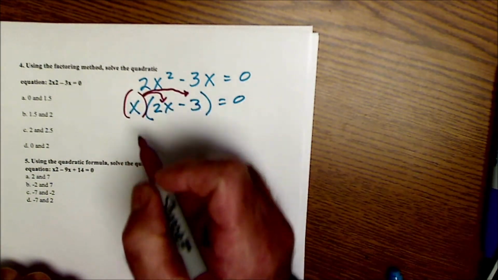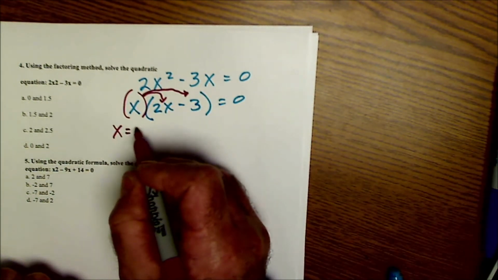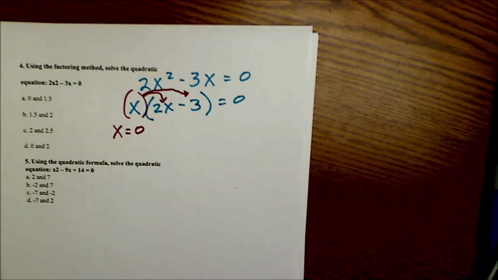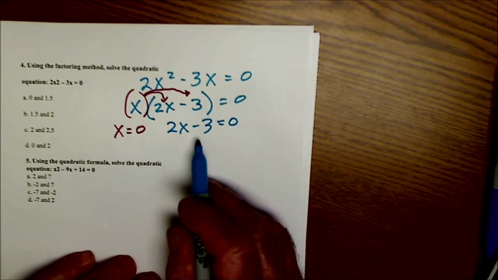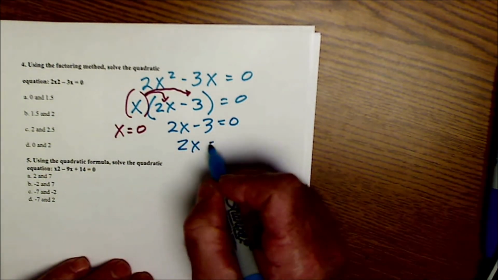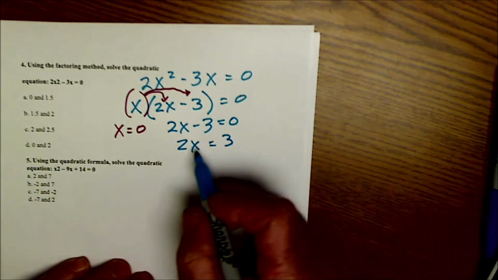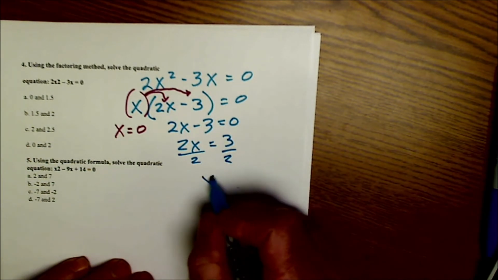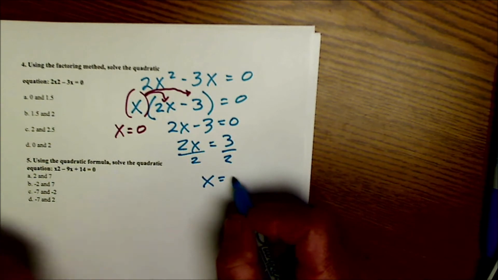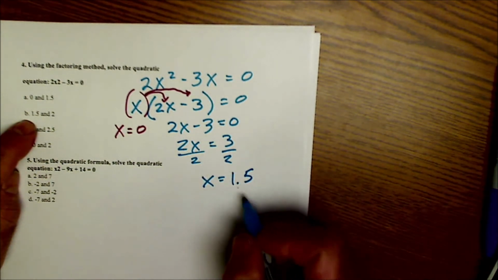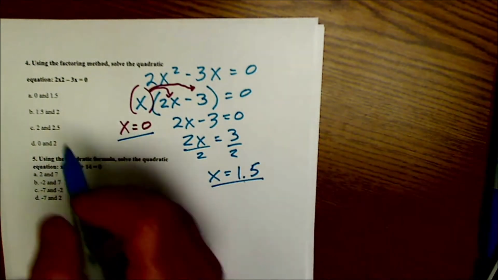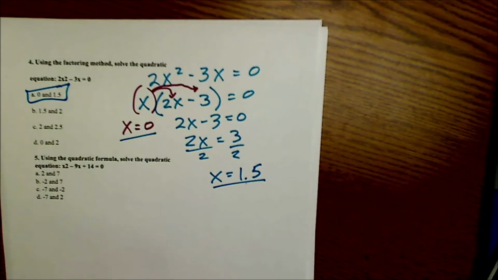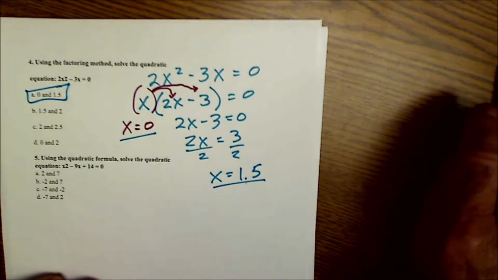The zero-product property is saying either this term is equal to 0 or this term right here is equal to 0. Solving this term right here for x, I add 3 to both sides, divide both sides by 2, and x is equal to 3/2, or as I look to the multiple choice, 1.5 in decimal form. So I have 2 solutions, the 0 and the 1.5, and that's answer A right here.